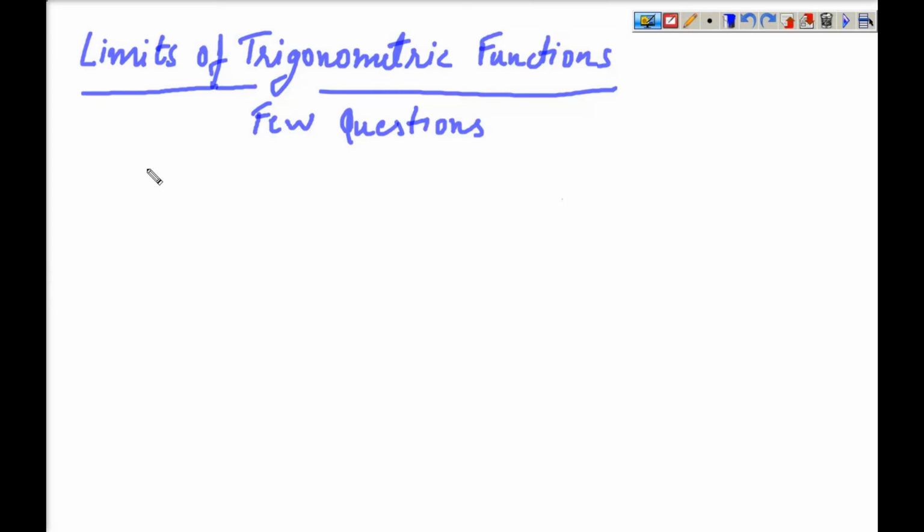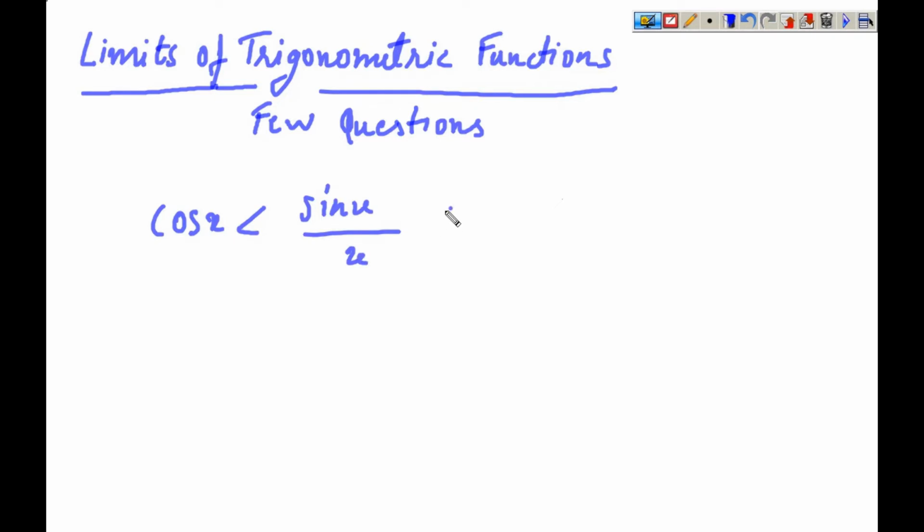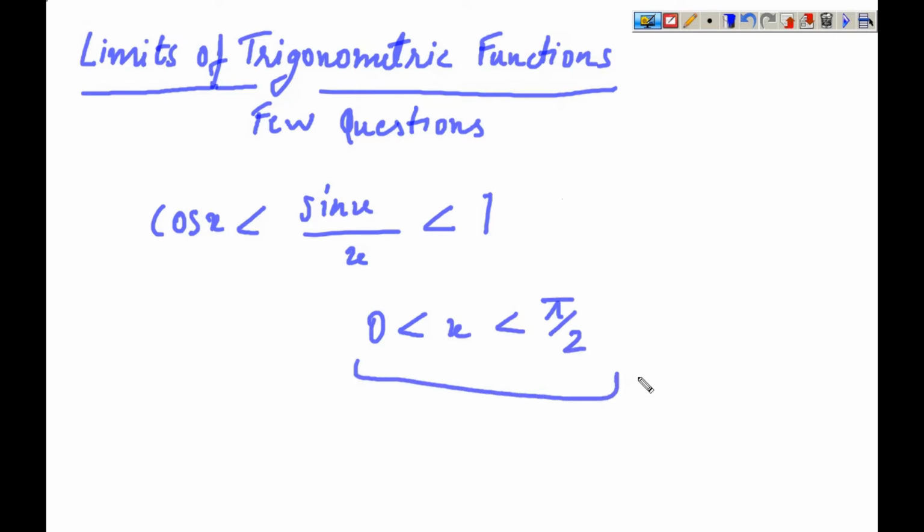So today we are going to solve a few questions based on my previous video. I'll keep the link in the description. We were discussing limits of trigonometric functions. We discussed the inequality cos x is less than sin x by x is less than 1 for all values of x belonging to 0 to pi by 2. So today we are going to solve some problems based on this.